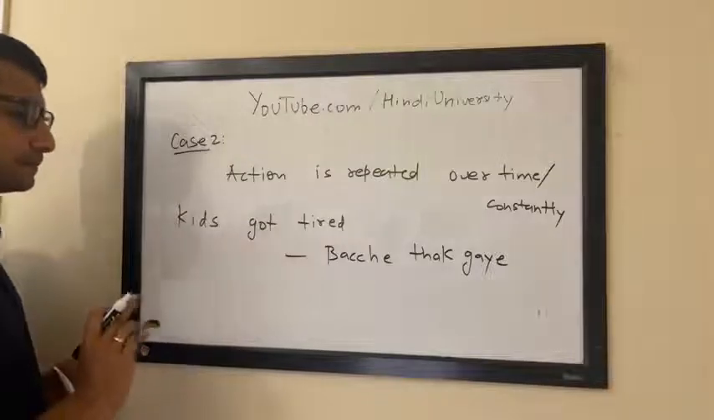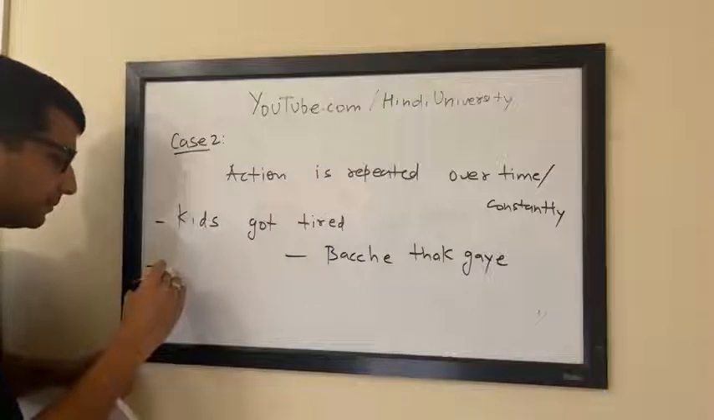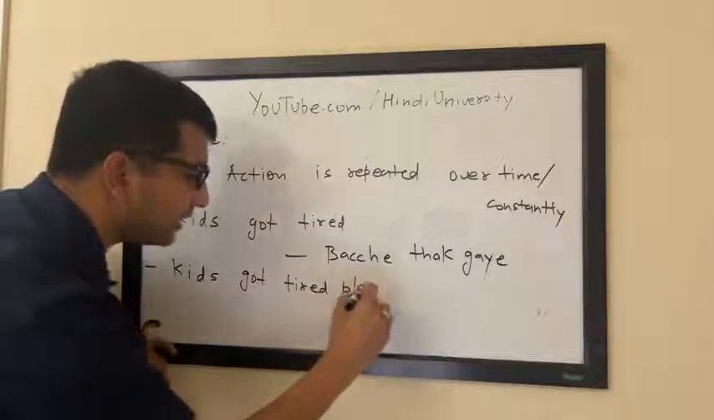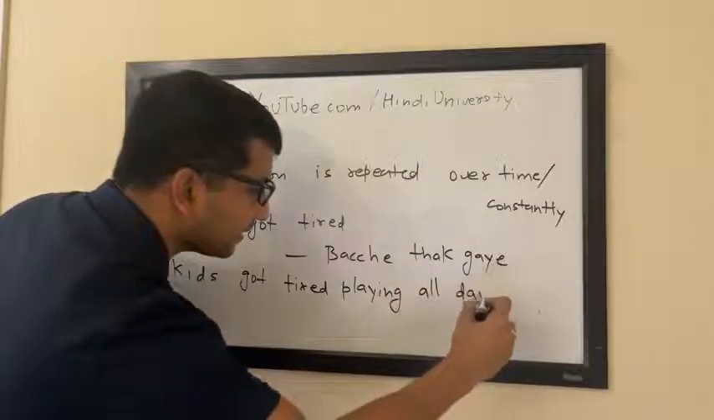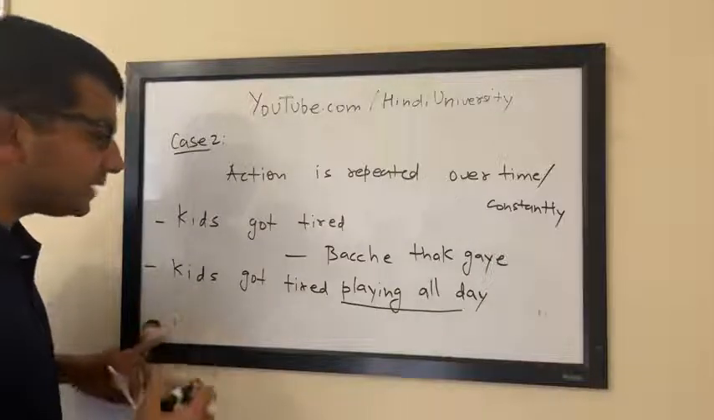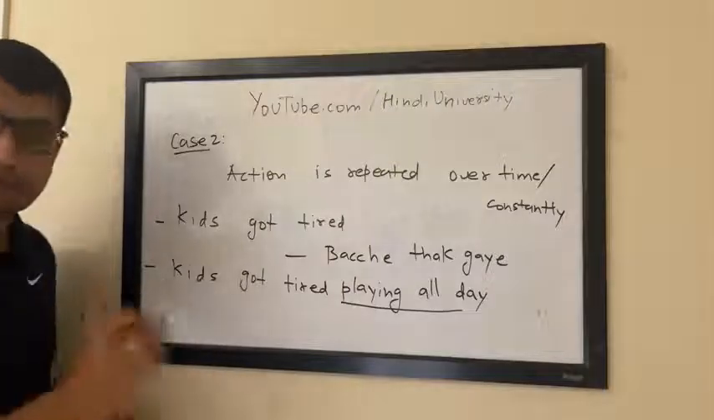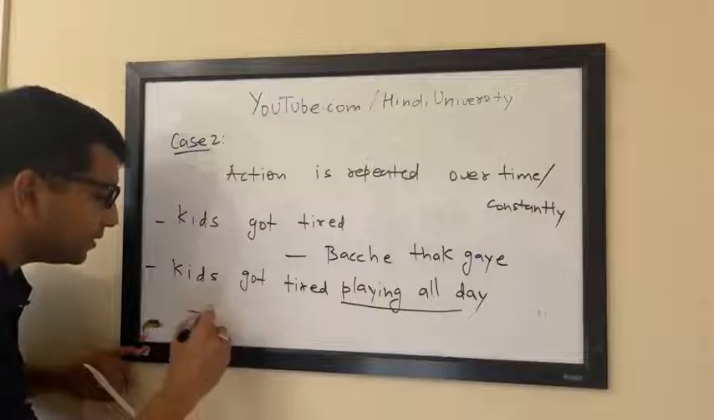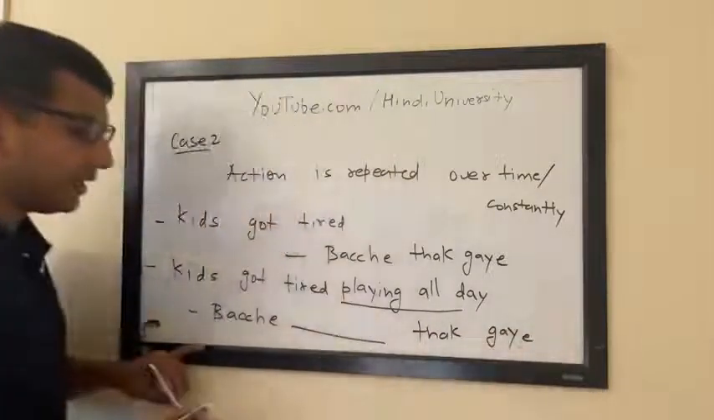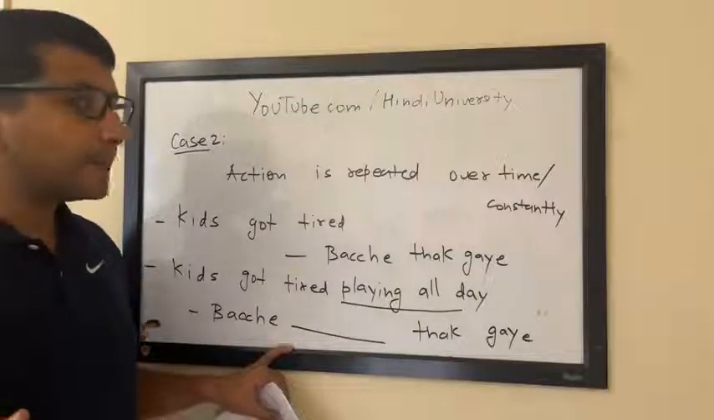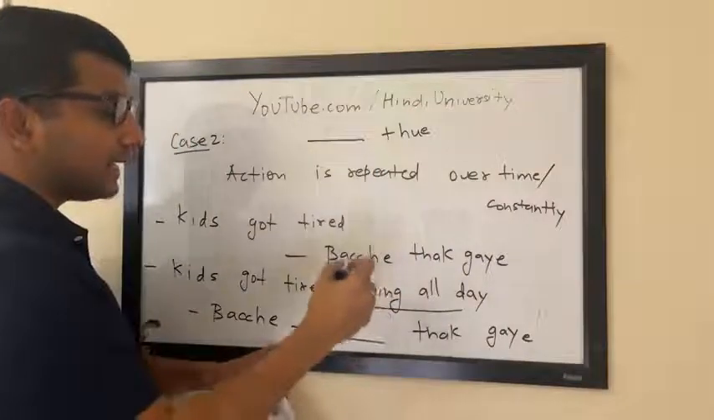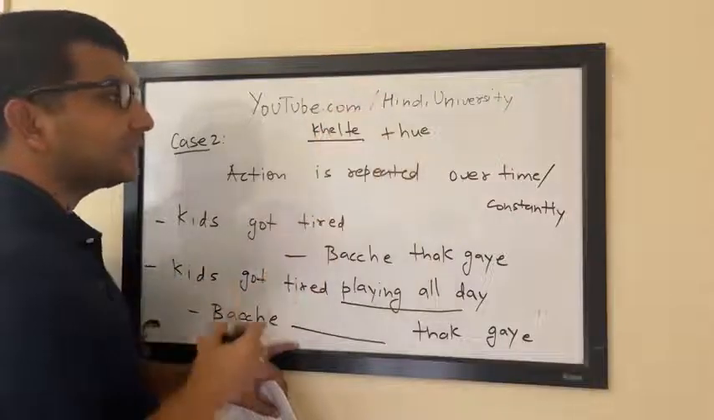Now let's say the same sentence, but they were playing so much. Kids got tired playing all day. Okay, how will we say that? If it was a simple thing, kids got tired while playing, you would say बच्चे थक गए. While playing, while driving, while speaking, in that case you will use the participle form of the verb and then हुए. To play is खेलना, and you will say बच्चे खेलते हुए थक गए.